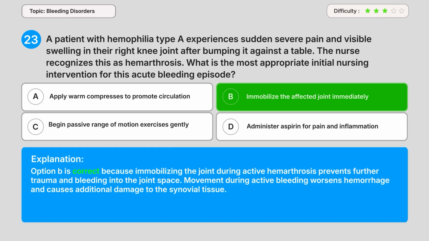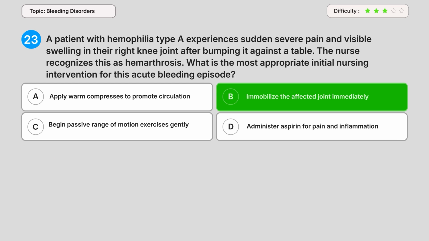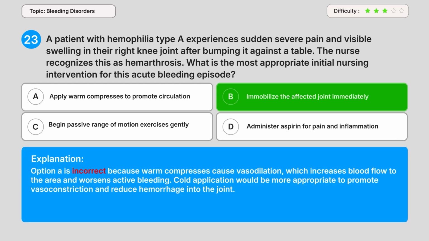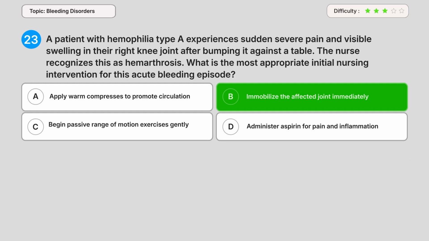Explanation. Option B is correct because immobilizing the joint during active hemarthrosis prevents further trauma and bleeding into the joint space. Movement during active bleeding worsens hemorrhage and causes additional damage to the synovial tissue. Option A is incorrect because warm compresses cause vasodilation, which increases blood flow to the area and worsens active bleeding. Cold application would be more appropriate to promote vasoconstriction and reduce hemorrhage into the joint.